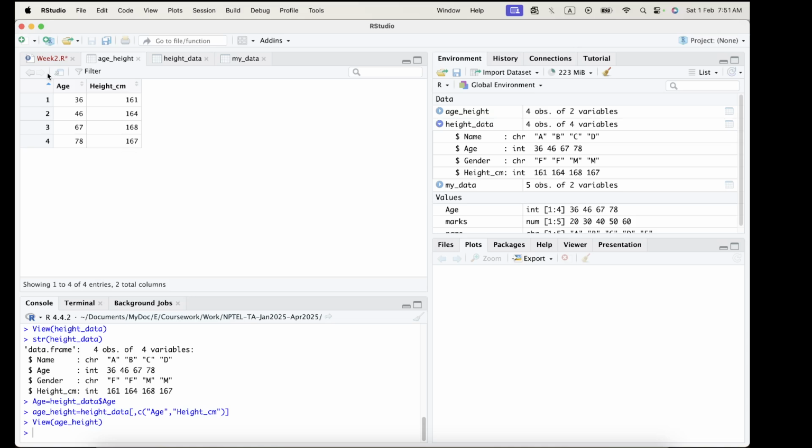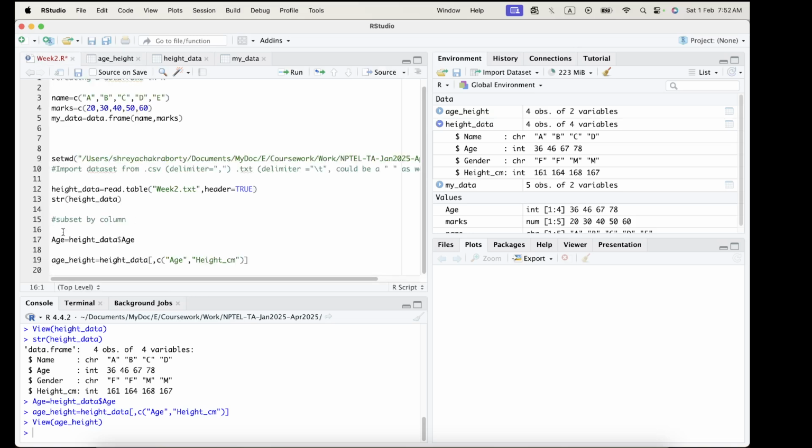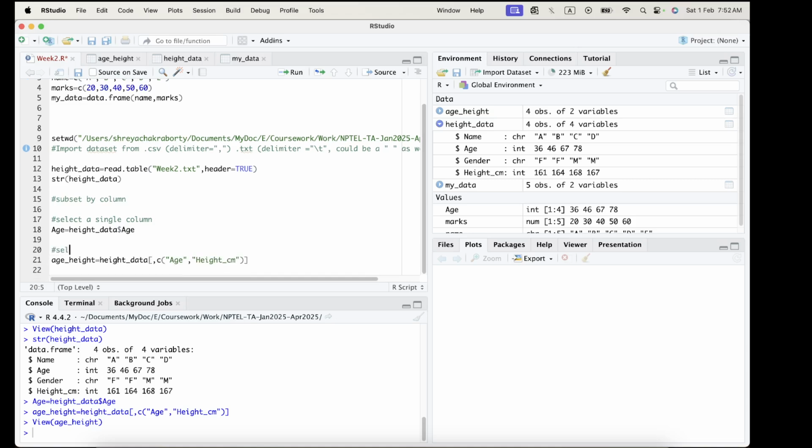Okay, so this is how you select columns. You can select a single column, or you can also select more than one column in this manner.